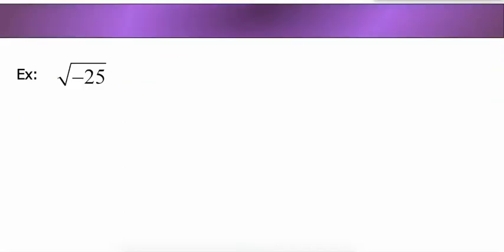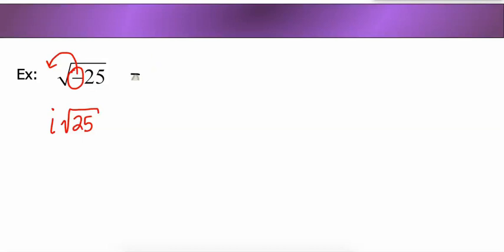So let's get started. We have the square root of -25. The square root of -25 is not a real number. So we're going to take that negative out, and the way that we take that negative out is through taking out an i. So we rewrite this as i times the square root of 25.